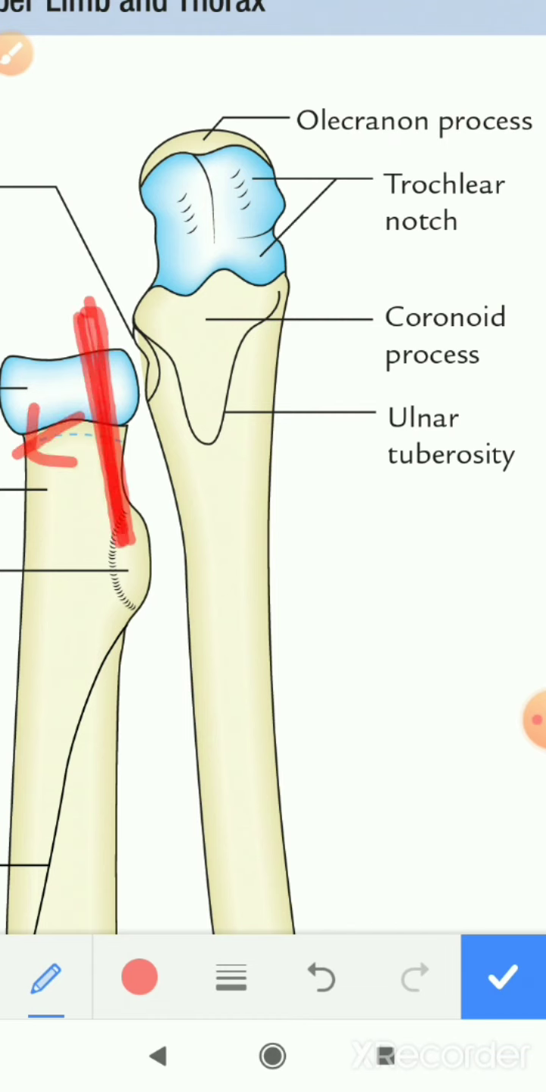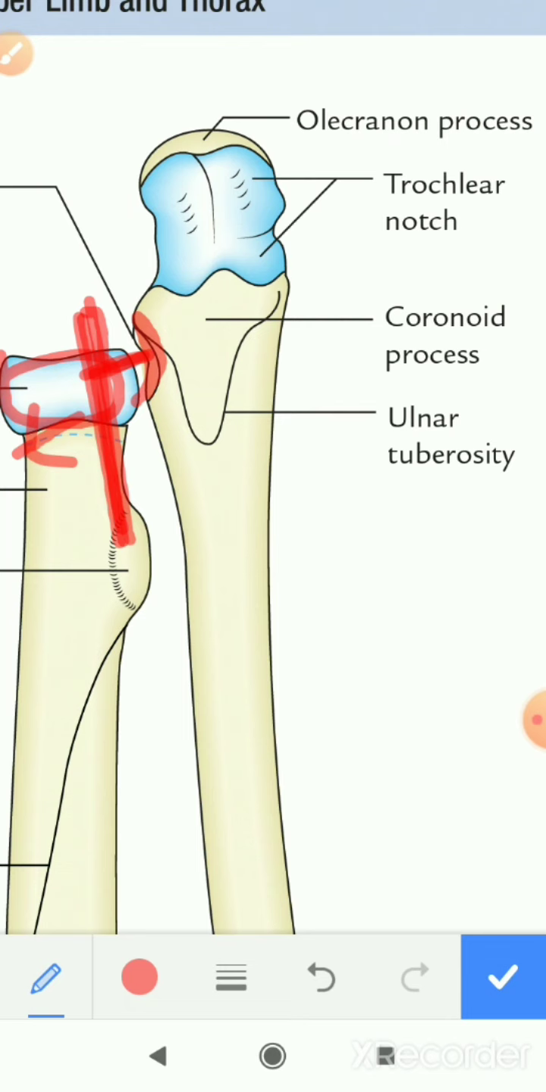So in its upper part there is a radial notch. Look at that. This part is called the radial notch of the ulna. It articulates with the head of the radius. Look at that. This is the head of the radius. It forms the superior radio-ulnar joint, which is a pivot type of synovial joint.